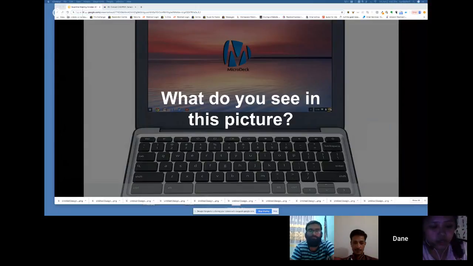Yeah, I see a laptop computer with the Microdeck logo on its wallpaper or desktop background. Next. Does everybody see this, or does anyone see anything different? A bit different, the Microdeck logo is... Anything else? No? I see a different taskbar.